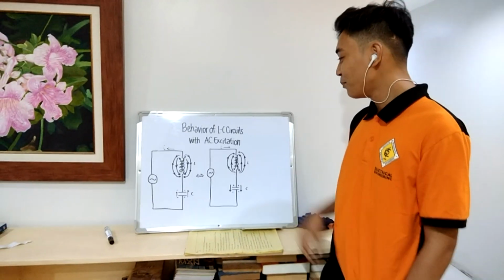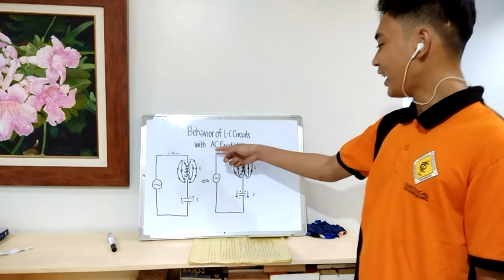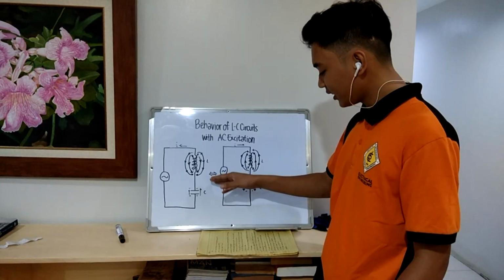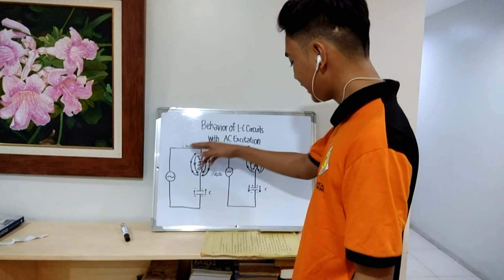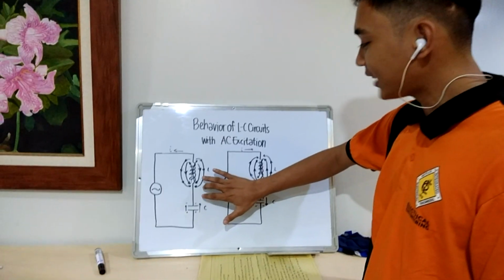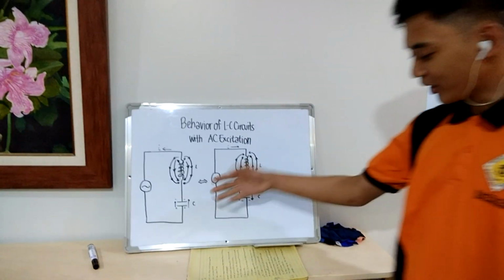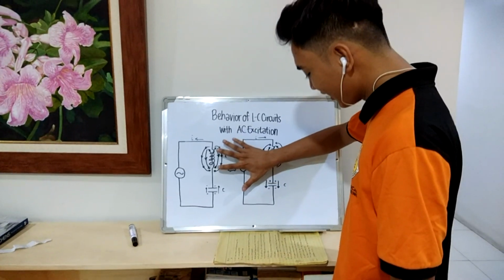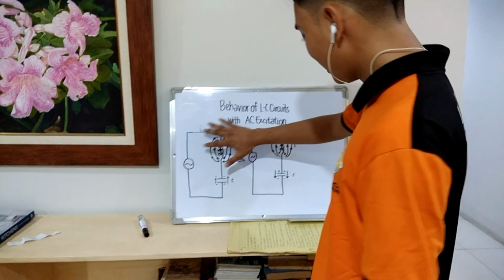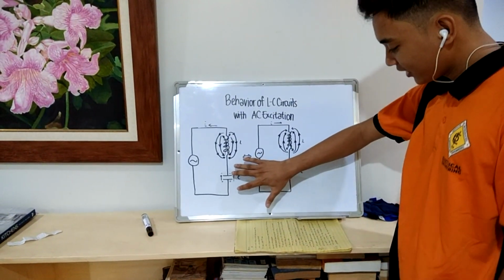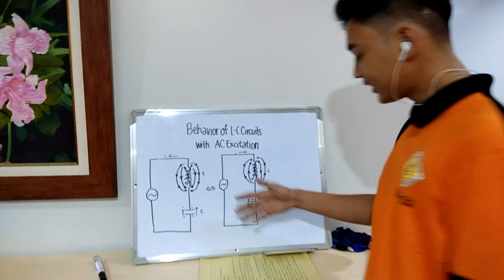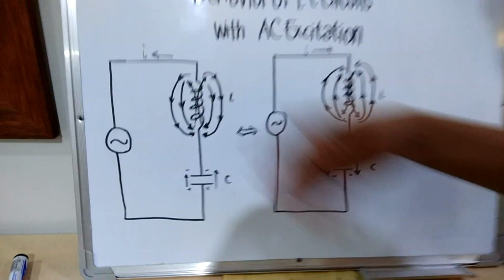So guys, behavior of LC circuits with AC excitation. Since all our elements in this circuit are now connected in series, every point in this circuit has the exact same amount of current passing through it. With each component connected in series instead of in parallel, the inductor and the capacitor combination acts like a short circuit instead of like an open circuit.